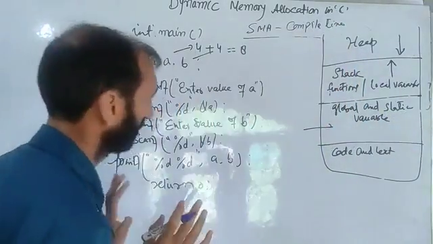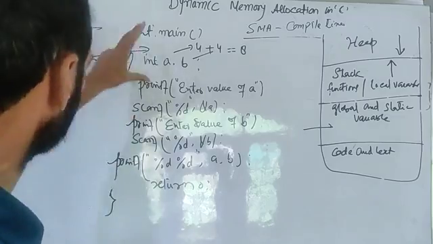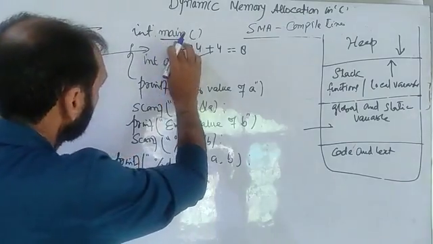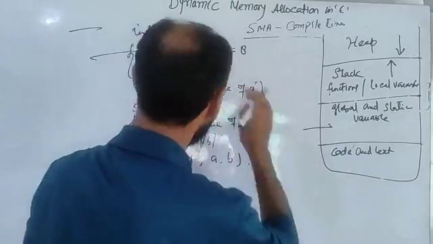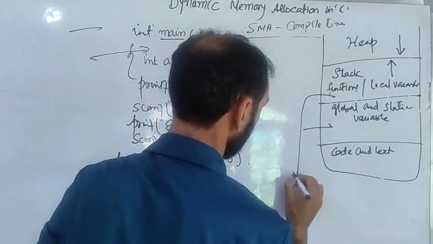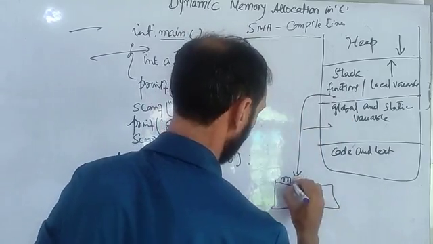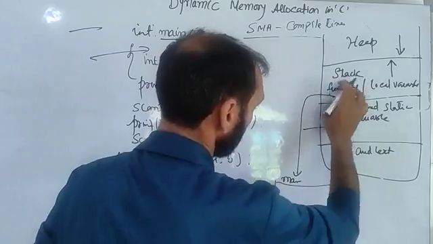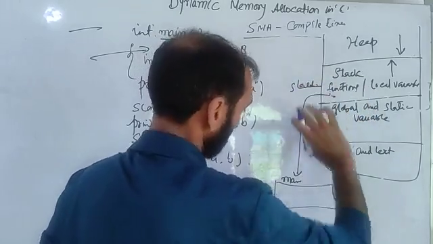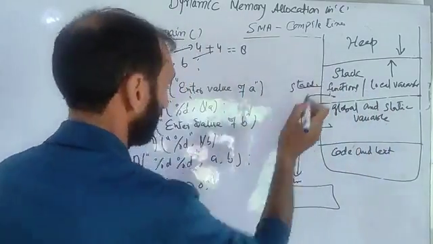Here we will take an example. In this program, I have declared a function, main. The memory for this main function will be allocated from this portion, the stack, because memory for functions is allocated from the stack portion.